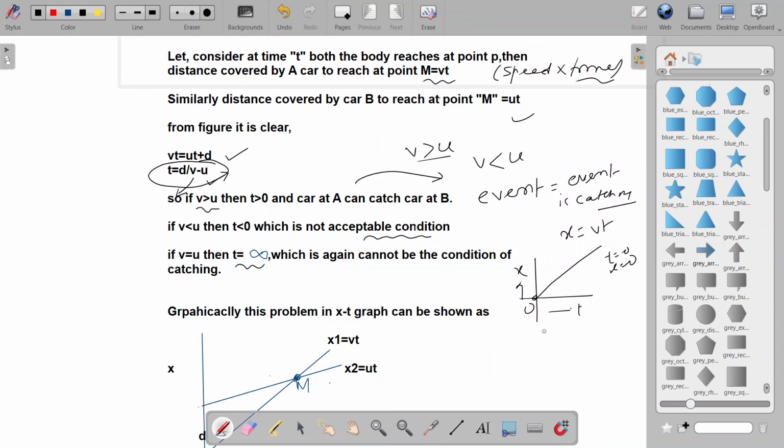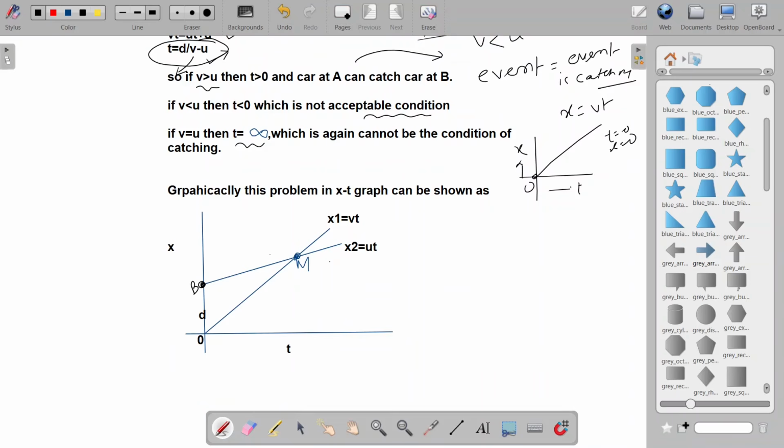Now the second body has started d distance away from the origin. This is particle B and this is particle A. At this particular point, this is the time which will be calculated. We just calculated t equal to d by v minus u, at which these two lines will cross each other, and that is the entire crux of this problem.